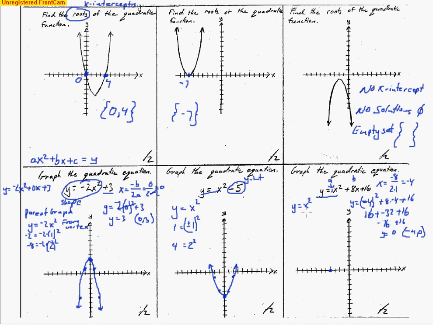So if you square 1, you're going to get 1. So from the parent graph, if you go over 1, you're going to go up 1. If you go over 2 spaces, you square 2, you get 4. And so over 2 spaces, up 1, 2, 3, 4. And you do the same thing on the other side, over 2, up 4 spaces. And then from there, you can draw your graph.